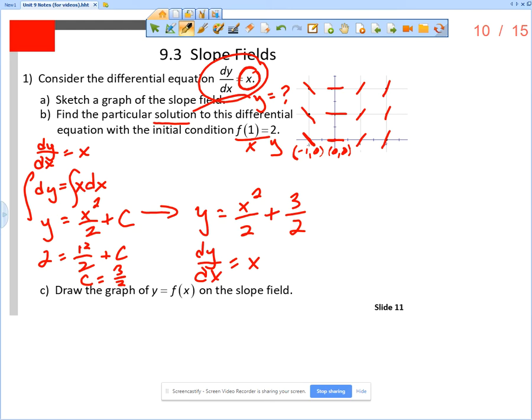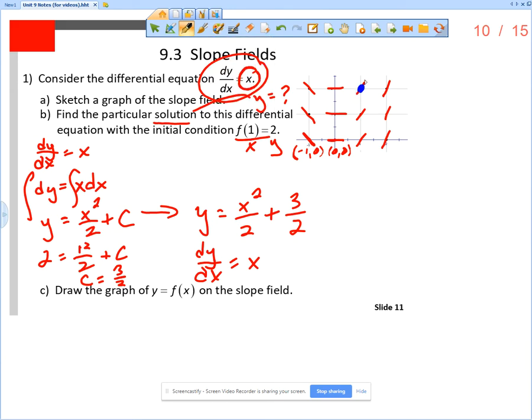But then part C says draw the graph of y equals f of x on the slope field. All right, so first of all, y equals x squared over 2 plus 3/2. Now, you should know what this is, but chances are you're not going to know what it is, and you'll see some later problems. But what we have to do first of all is f of 1 equals 2. So that is a point, (1, 2). So I'm going to go on the graph and put a point at (1, 2).